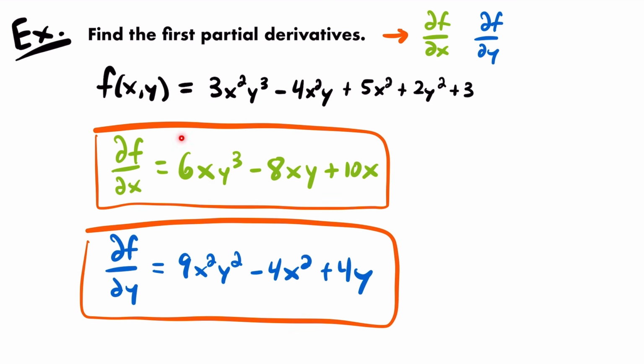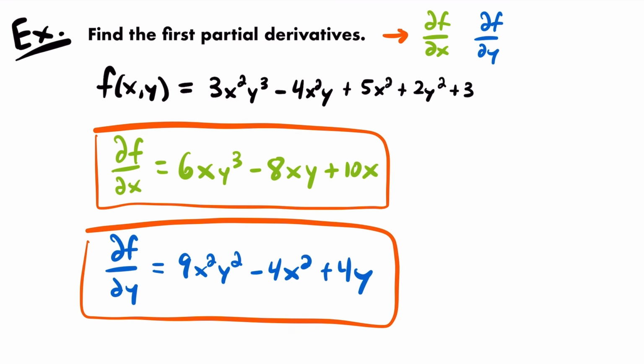For the partial derivative with respect to x, we have found a function that represents the slope of a tangent line in the x direction for a point on the surface represented by this function. And similarly, for the partial derivative with respect to y, we have found a function that represents the slope of the tangent line in the y direction at a point on the surface represented by this function.